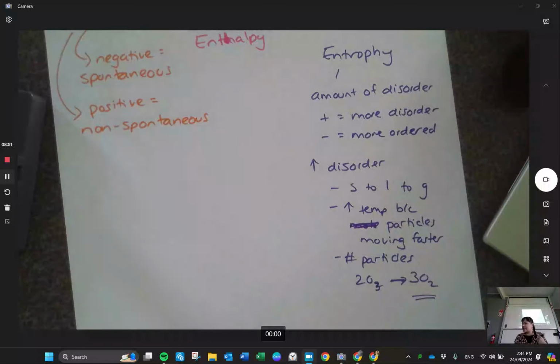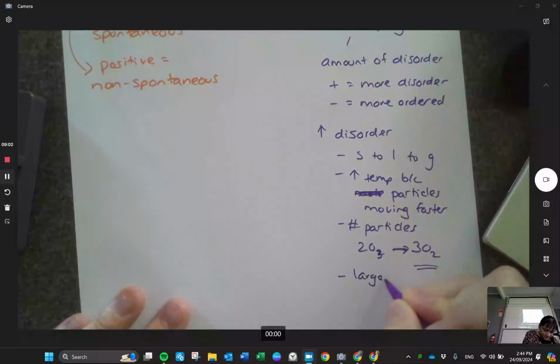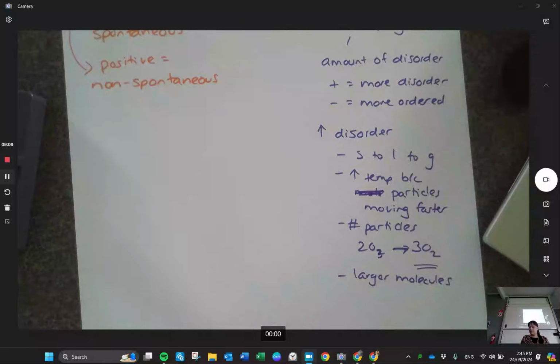And the last way is complexity of the system. So larger molecules have more disorder than small, simple molecules. Are we okay with that so far? I'm going to move it back once you guys are good. Another good example of increasing disorder is dissolving. When I dissolve an ionic solid into water, it's now freeing those ions to move around. So dissolving is another good example.